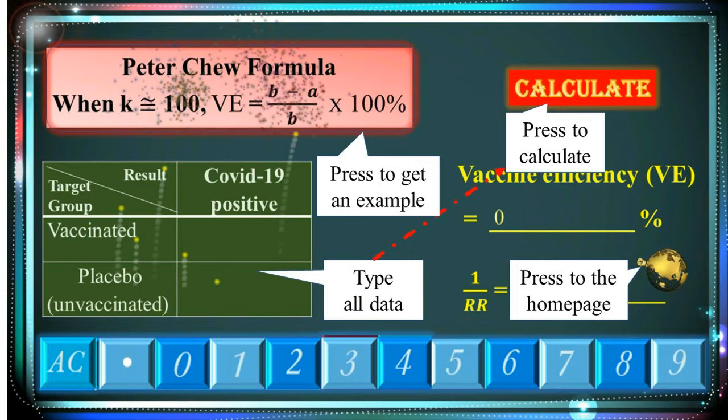The advantage of PCET's formula is that we can assume a high target vaccination population with K equals 100, such as a target group of medical workers.